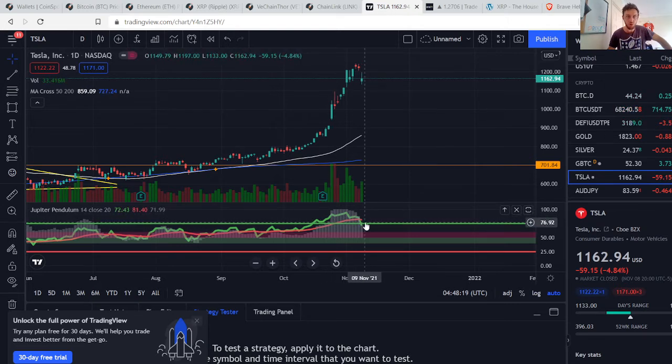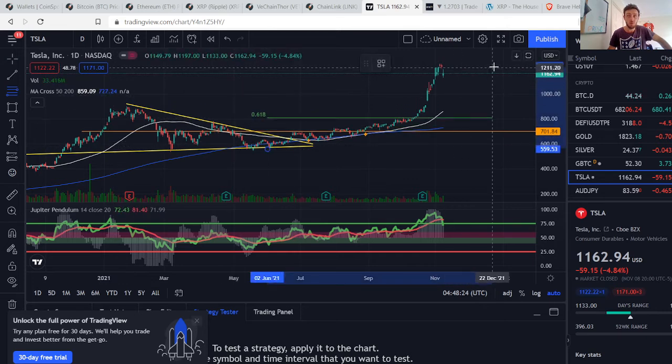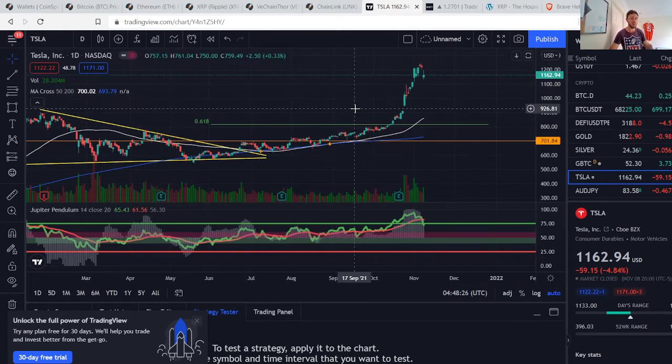Okay, so we just broke trend. We broke the red line, we broke trend, now we're looking for a pullback. But where's this thing going to pull back to? Oh my God.